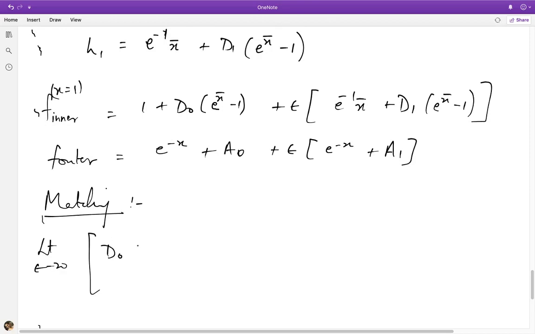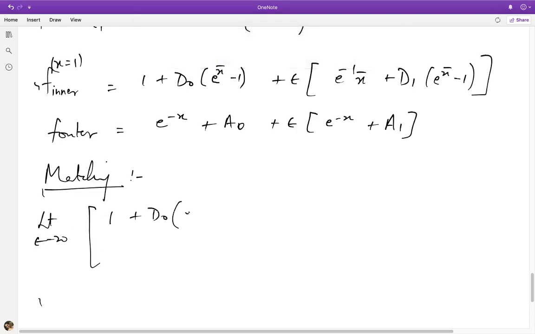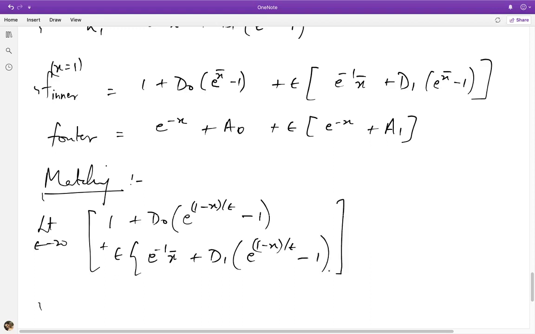Right, so we will get d naught. Sorry, first let's write down the 1 plus d naught into e to the 1 minus x by epsilon minus 1 plus epsilon times e to the minus 1 x bar plus d1 times e to the 1 minus x by epsilon minus 1. And all of this must equal what happens if I take the limit epsilon going to 0 in the outer solution, but after substituting x in terms of x bar, which here is 1 minus epsilon x bar.